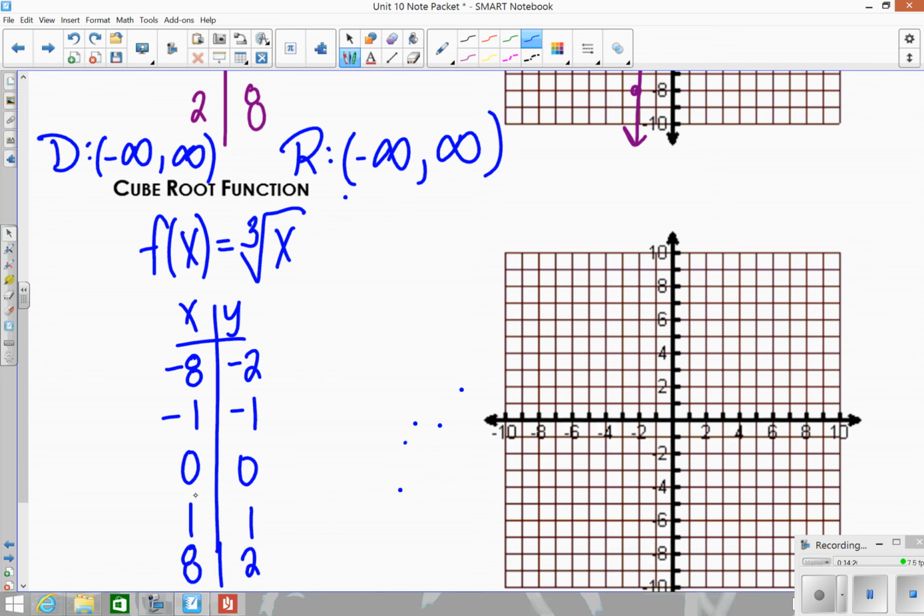So you could say, oh, I want to take the cube root of -2. That's fine, but you're going to get decimals. So I purposely pick perfect cubes, so when I go to plot, it's just more convenient. So we're going to put our axes on there, and then let's go ahead and plot those. So we have -8, -2, -1, -1, 0, 0, 1, 1, and 8, 2. And then when we go to connect these, it looks basically like the reflection of f of x equals x to the third. So this is f of x equals the cube root of x.